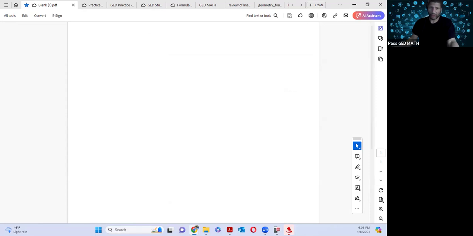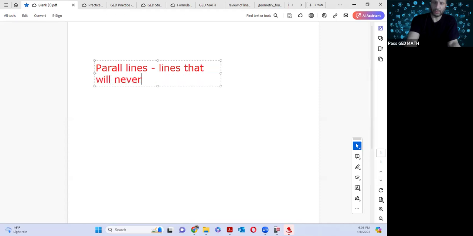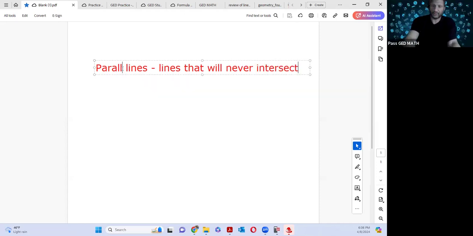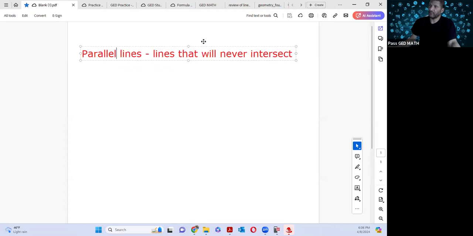Parallel lines are two lines that will never cross. They're not the same line. They have the same slope, but they're not the same line. So there are two lines that will never cross. Okay, so parallel line. Oops, I forgot the L. Parallel lines are lines that will never cross.